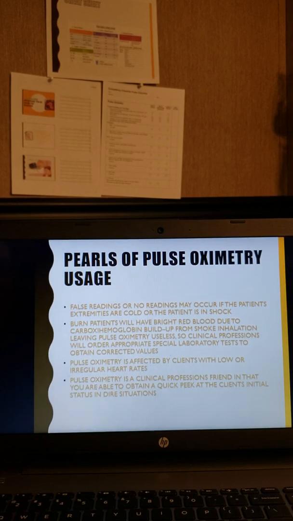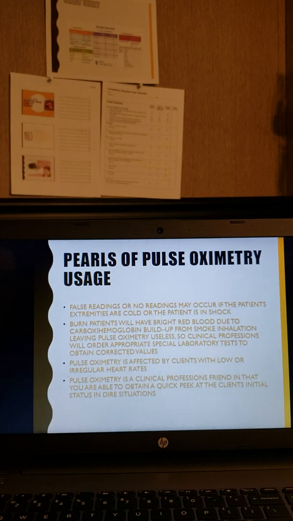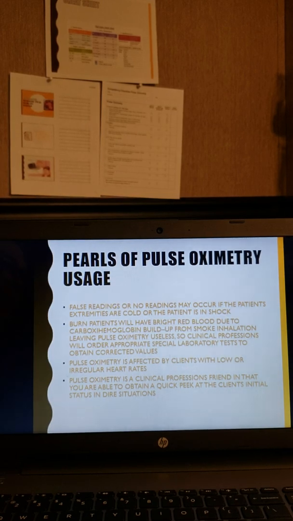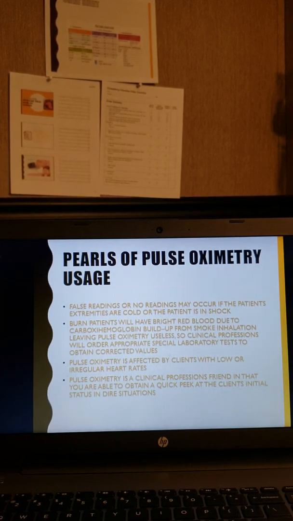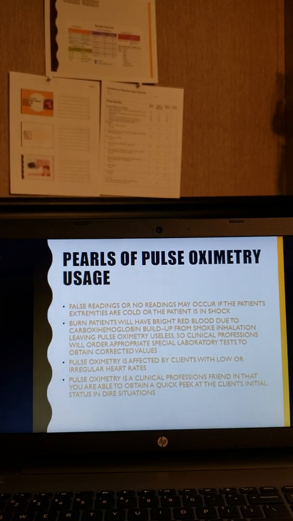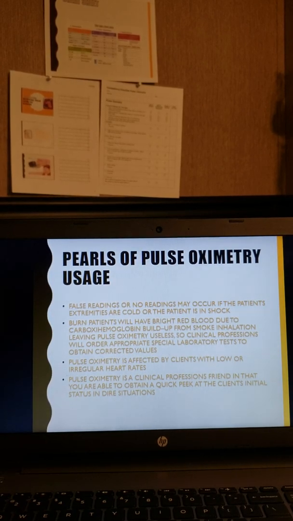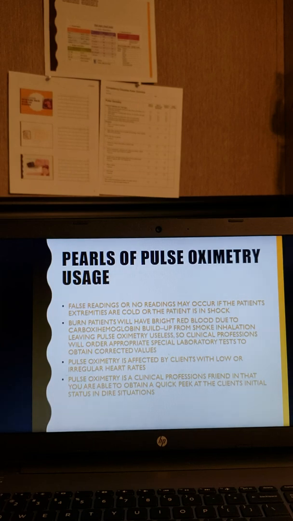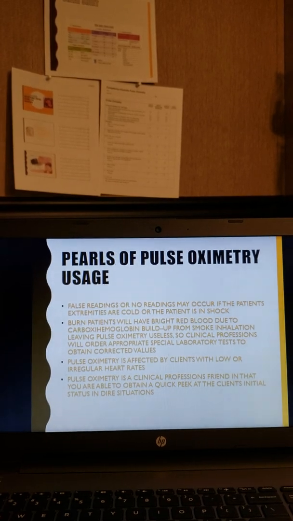Also, pulse oximetry is effective for clients with lower irregular heart rates, and pulse oximetry is a clinical professional's friend in that you're able to obtain a quick peek at the client's initial status in a dire situation. I always tell my students one of the things you can do to make your life a lot easier in the clinical area is to check your patient's pulse oximetry reading right away. Anything that is not showing you that the patient appears to be stable, you may want to go ahead and get those vital signs and get your report on that.